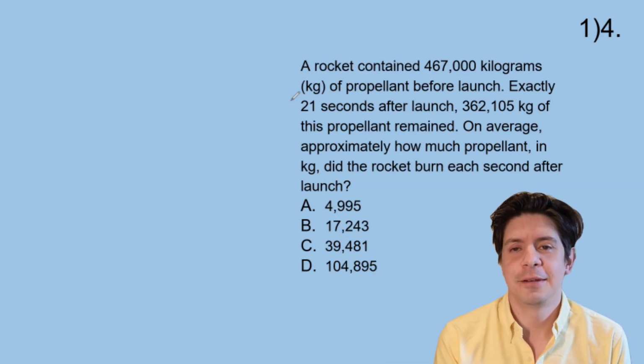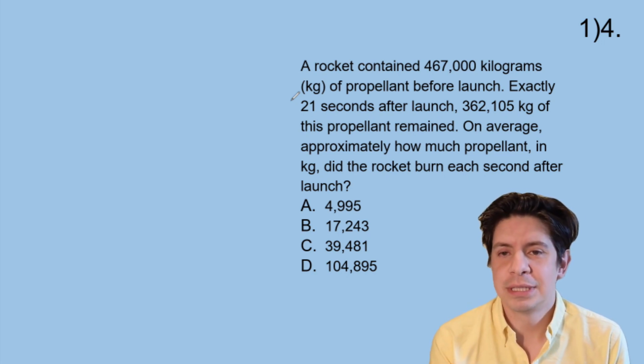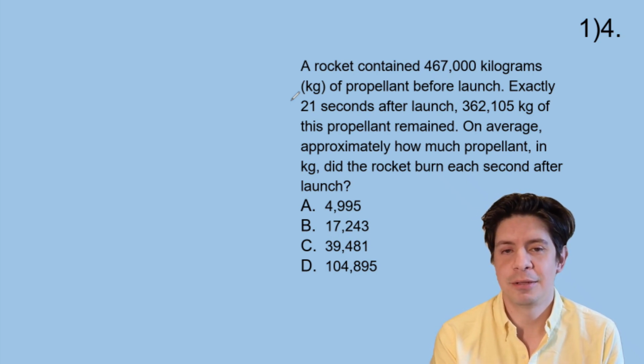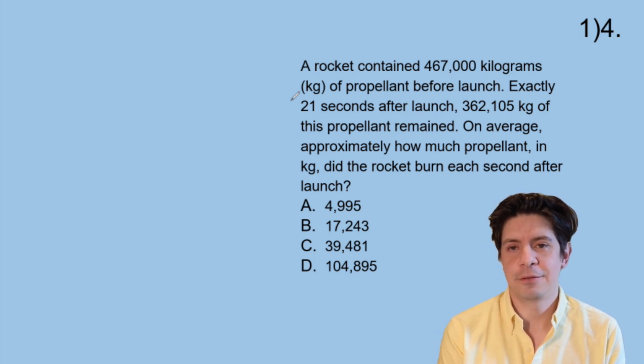A rocket contained 467,000 kilograms of propellant before launch. Exactly 21 seconds after launch, 362,105 kilograms of this propellant remained. On average, approximately how much propellant in kilograms did the rocket burn each second after launch?